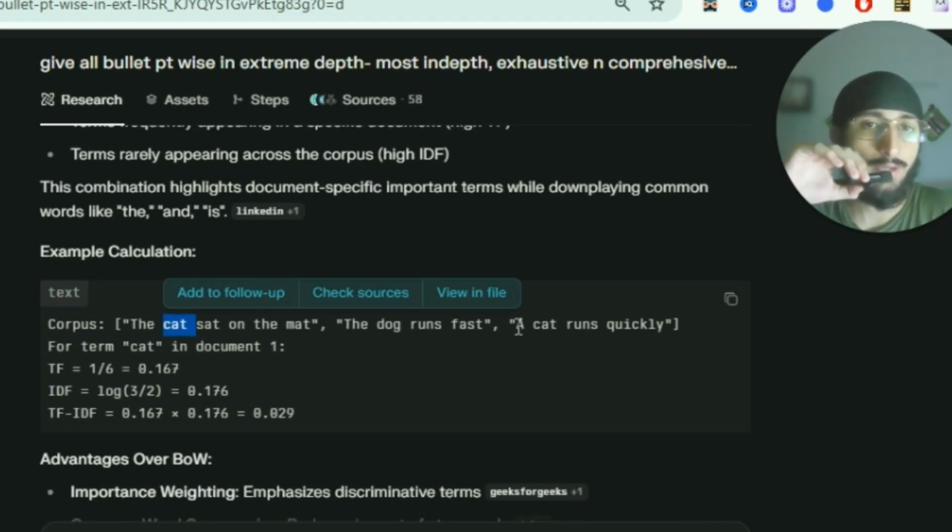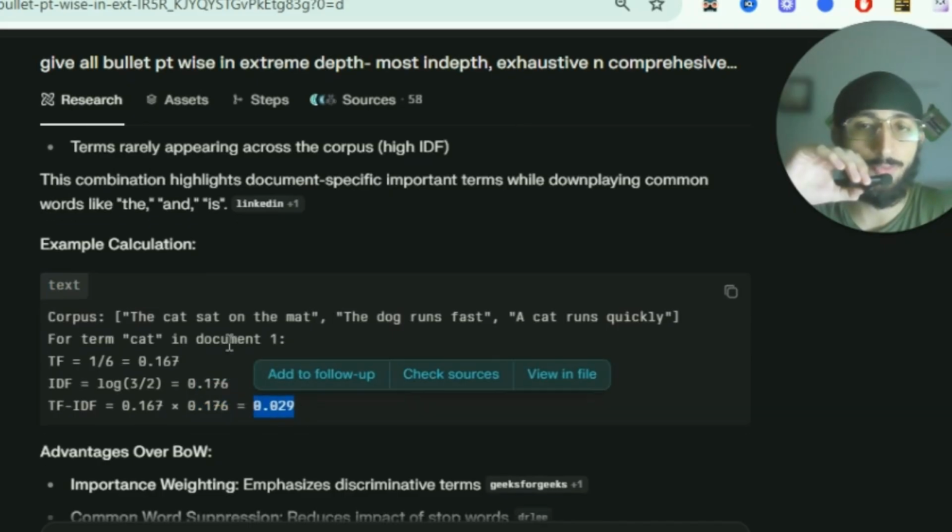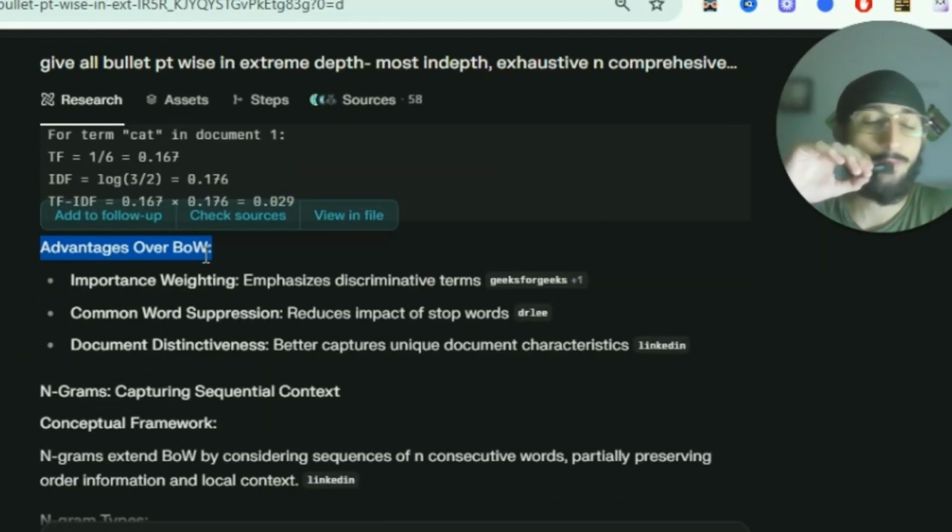That is 1 here, and the cat is also here. So only 2. So log 3 by 2, that is 0.176. So therefore the TF-IDF rating would be 0.167 times 0.176, that is this value. Now, advantages of TF-IDF over the bag of words.